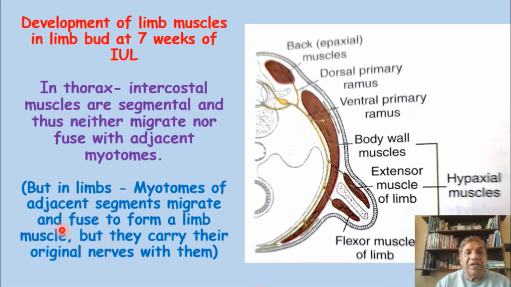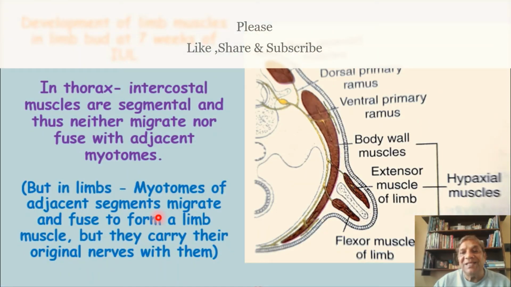So in the limbs, myotomes of the adjacent segments start migrating. For example, if we take the formation of the brachial plexus, which will supply the upper limb bud, we will see that the myotomes right from C5 spinal segment, C6, C7, C8 and T1 are migrating. The myotomic muscles from these many segments migrate to form the musculature of the upper limb, and while they are migrating, they carry their original nerve with them.